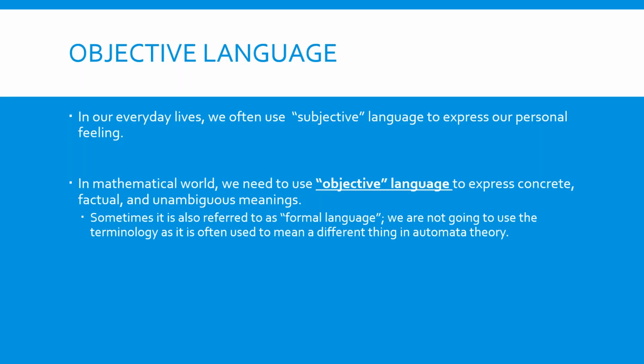In our daily lives, we often use subjective language to describe our feelings and opinions. However, in the mathematical world, we need to use objective language to express concrete, factual, and unambiguous meanings. In some literature, such a language style is also called formal language. It means that the language to use should be formal. However, the term formal language usually has a different meaning in automata theory. Therefore, we will use the term objective language instead.